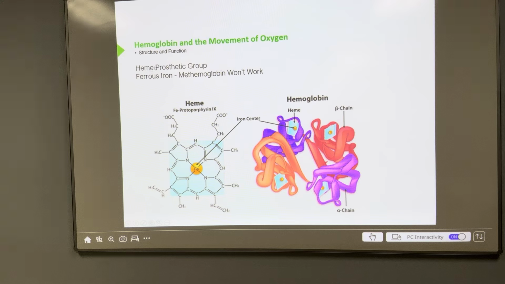Okay, you need to know that heme has a prosthetic group. You see this metal prosthetic group, and it's a ferrous, not ferric. Ferrous.